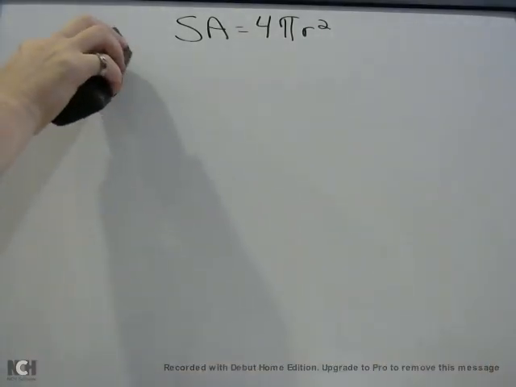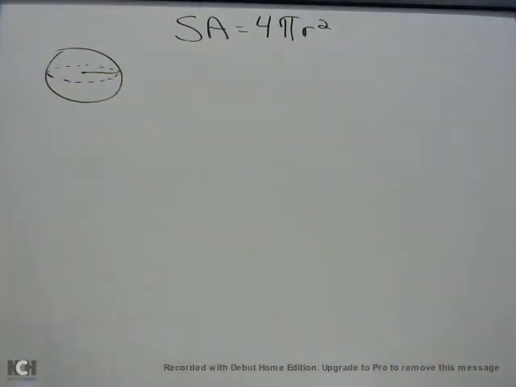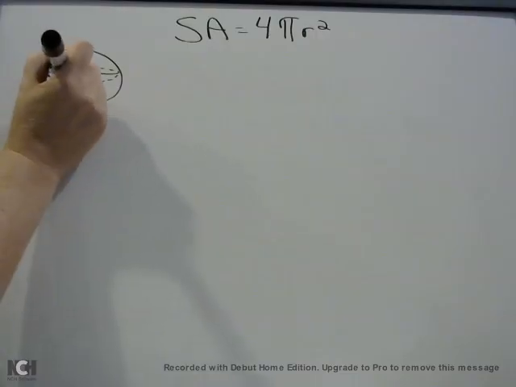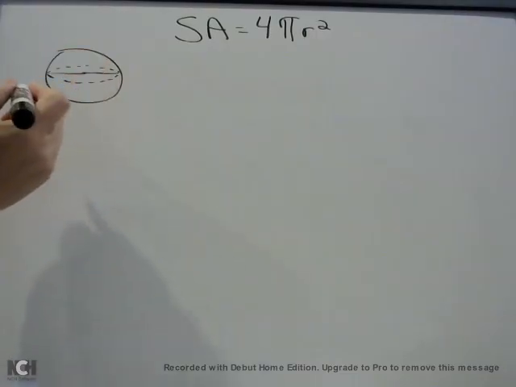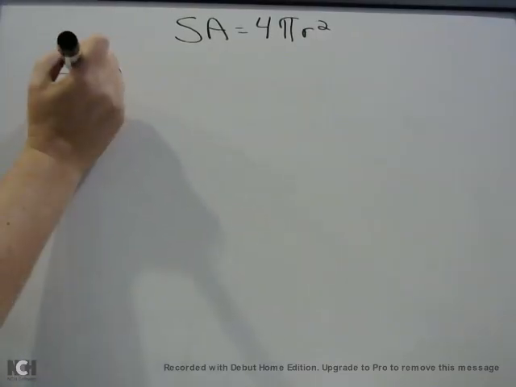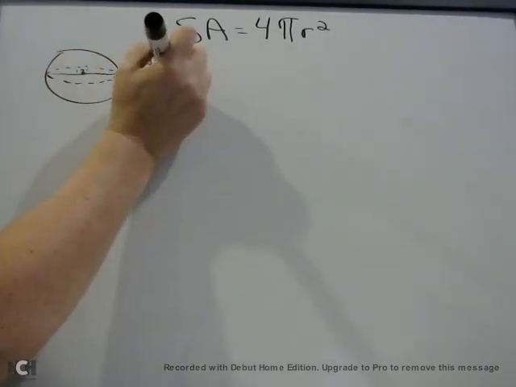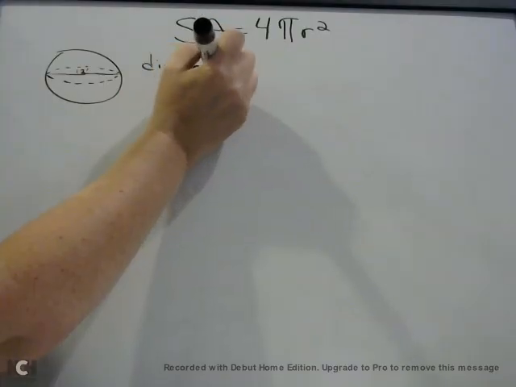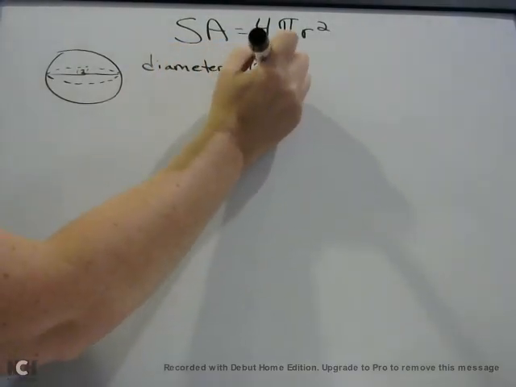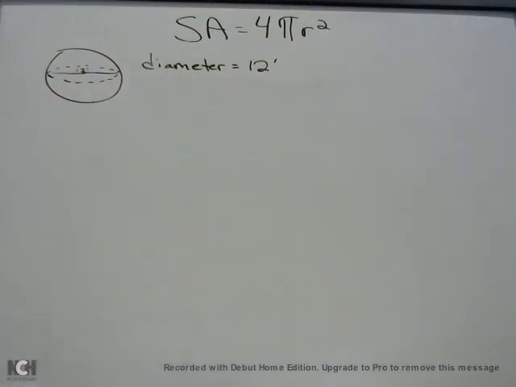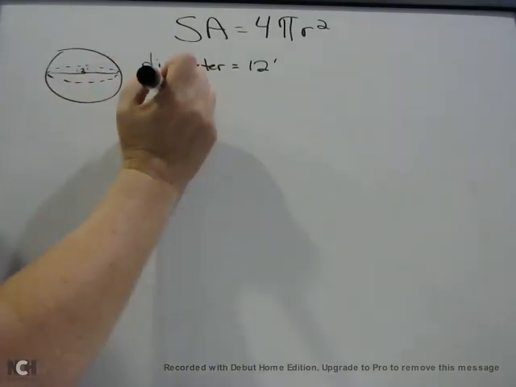So here, let's say, instead of giving us the radius, they give us the diameter. And let's say they say the diameter is 12 feet. So here's where you need to know the relationship between the radius and the diameter. And if you don't know that, you need to watch that video. So here, they've given us the diameter of a sphere and they want us to find the surface area.